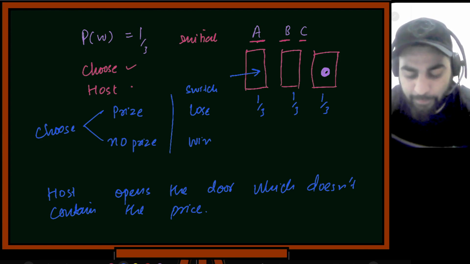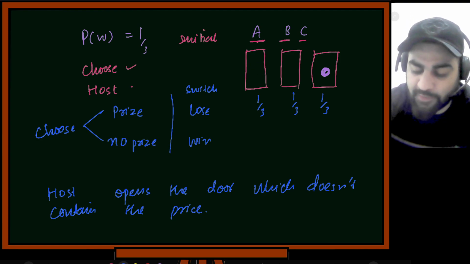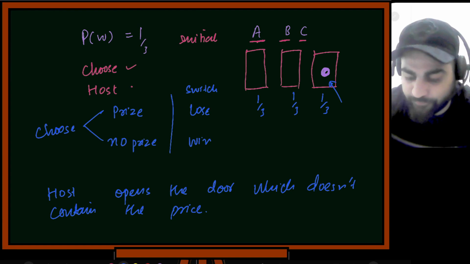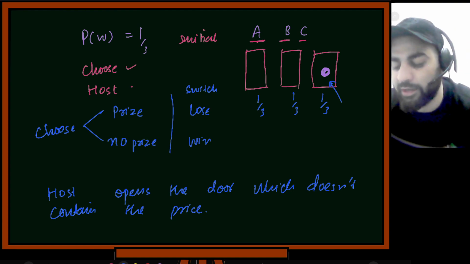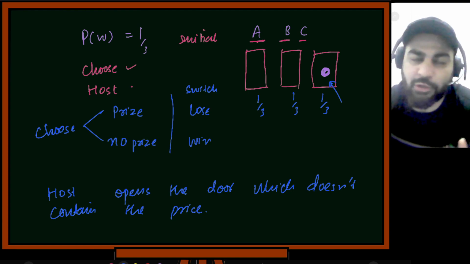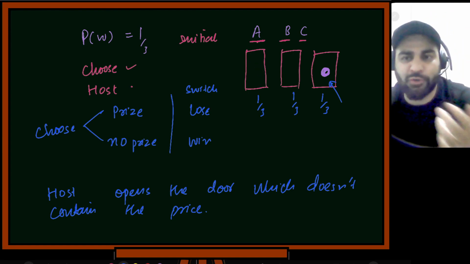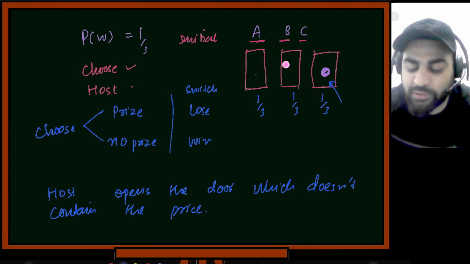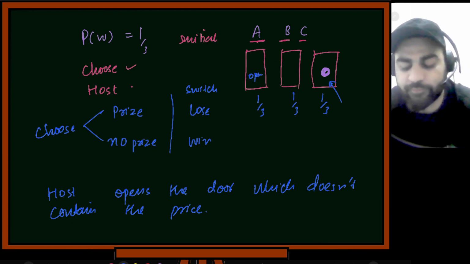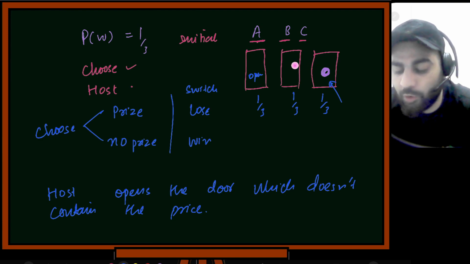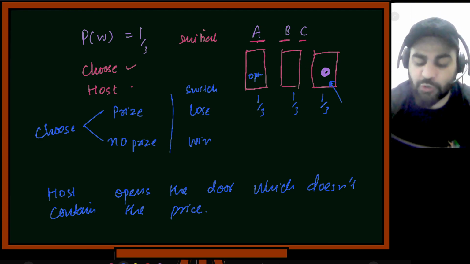because you will win. In the other case, let's suppose you chose this door, and you chose the door which was right. There was the prize. Now the host, because he knows where the prize is, will open one of these doors. Let's suppose he opens this door. If you switch, you'll switch between this and this. So you obviously go here. Now you'll lose. So why do you lose?